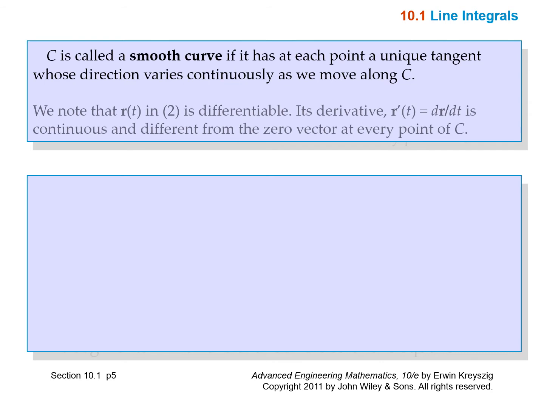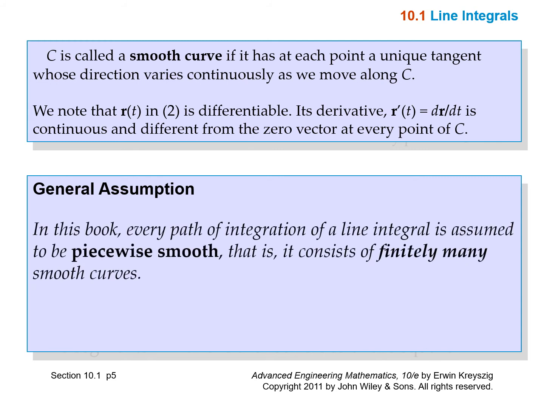Then we have another formulation that we call a smooth curve. A smooth curve is one whose direction varies continuously as we move along it. The general assumption is that we normally consider a smooth curve, or in other words a curve which is differentiable at all the points.